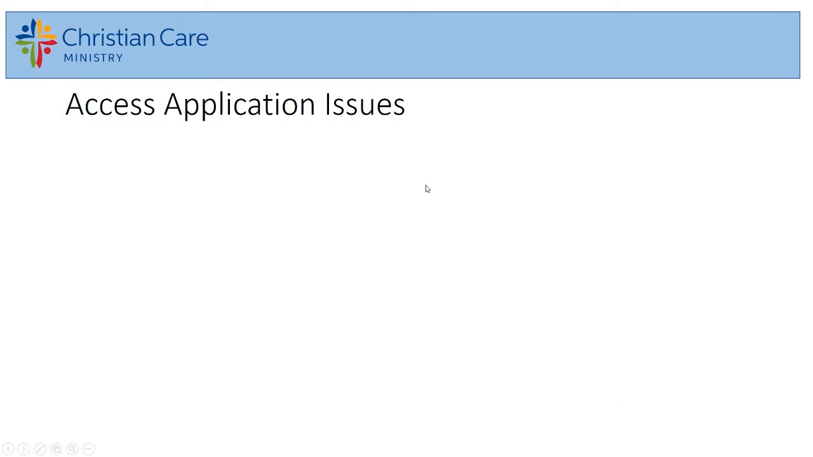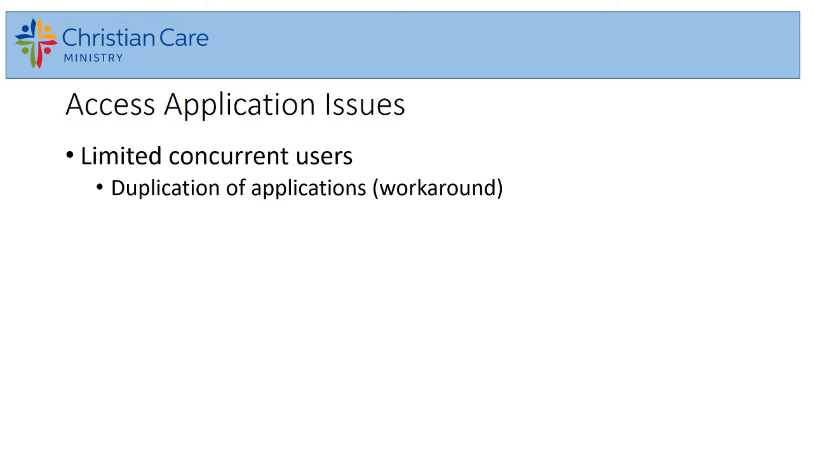These Access applications have several issues. The first is that there's limited concurrent users. A single copy of an Access application can only serve 20 to 30 people. So as a workaround, we have duplication of applications. In other words, many copies of the same application running, and users have to know which copy they're supposed to be using.